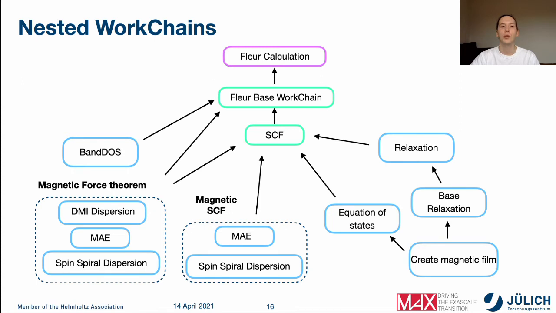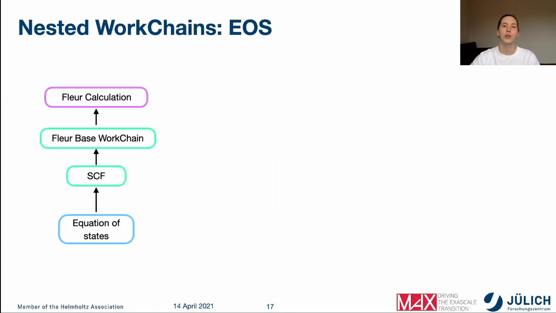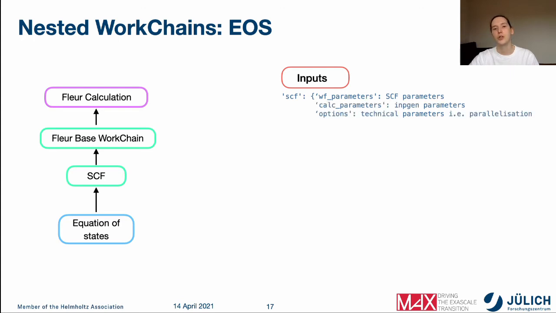And now let's have a deeper look at the equation of states WorkChain and see how we utilized the nesting and the inheritance in order to simplify the logic in the inputs. First of all, in the inputs, you have a separate space for the inputs of the self-consistent WorkChain. These are self-consistent WorkChain parameters, inp.xml parameters, technical parameters such as MPI parallelization, the inpgen code, and the Fleur code. These are basically the same inputs as you had for the self-consistent WorkChain, except the structure. As you already know, the equation of states WorkChain uses the self-consistent WorkChain for different structures in order to calculate their energies, and that's why we cannot predefine them.